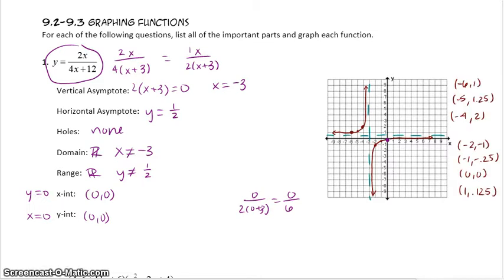So this is what you should have. Once you look on your calculator, you should have these 3 points to the left and these 3 points, or possibly 4 points, to the right of our asymptote. If you look on your calculator for x is negative 3, you will have an error message. That's because we have a vertical asymptote there.